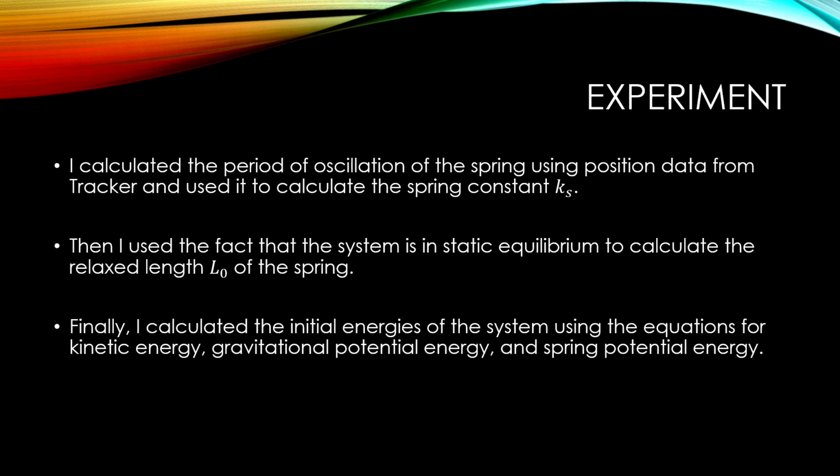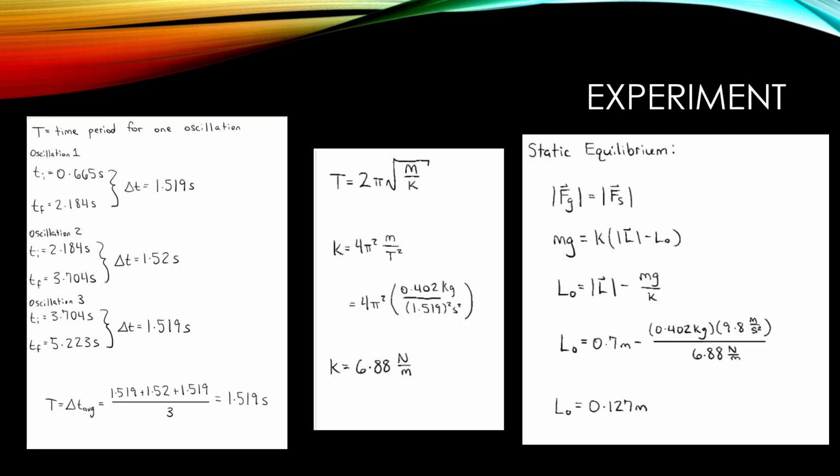I began by calculating the period of oscillation of the spring using the y position data from Tracker, and I used it to calculate the spring constant k. Then I used the fact that the system is in static equilibrium to calculate the relaxed length L0 of the spring, and then I finally calculated the initial energies of the system using the equations mentioned previously. Here's the math that I used to calculate those things. On the left is the math for the period of oscillation. In the middle is the calculation of the spring constant, and on the right is the calculation of the relaxed length of the spring.